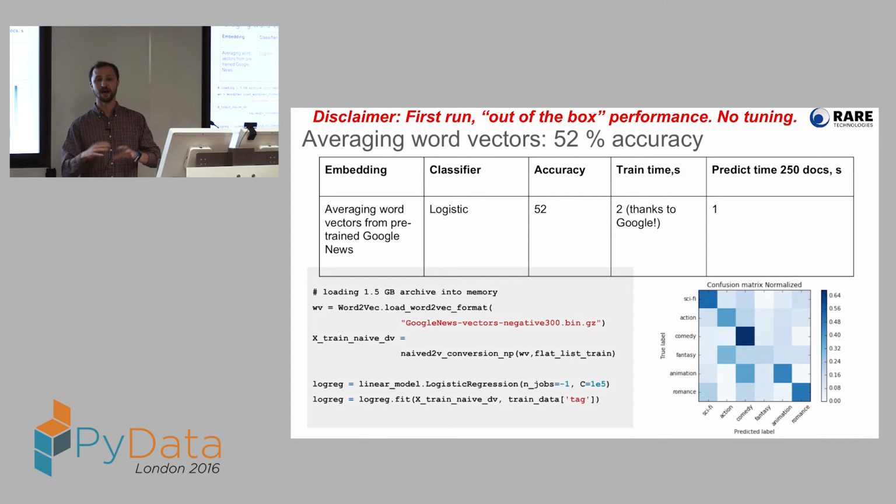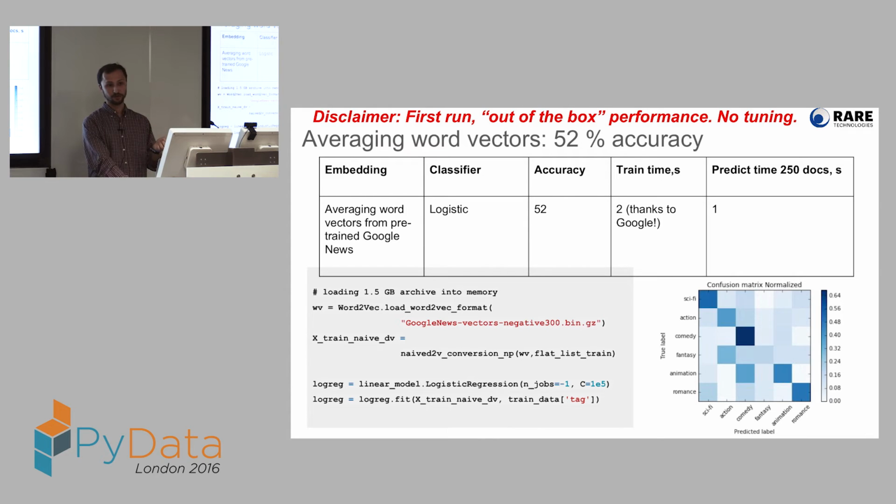So this is just what you get out of the box. All these tables I'm going to show are just what you should expect on your first run, before any hyperparameter tuning, before anything. Just to get to your expectations of what happens when you just try it. We take the document, average all the vectors, stick them into logistic regression, and see what happens. So the accuracy is 50%.